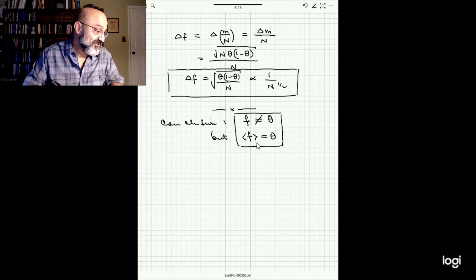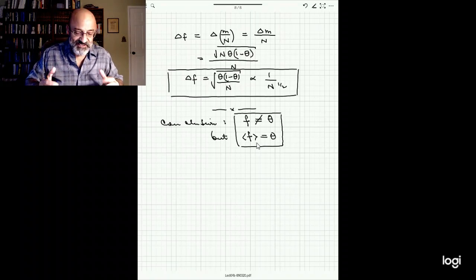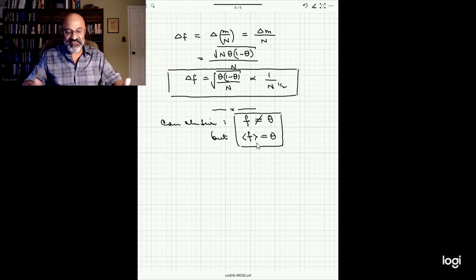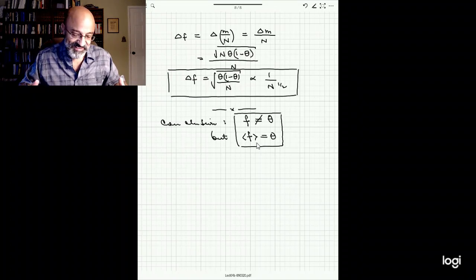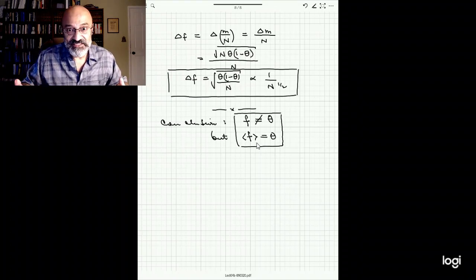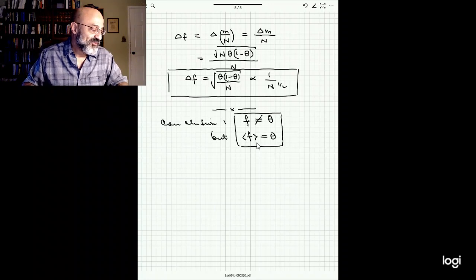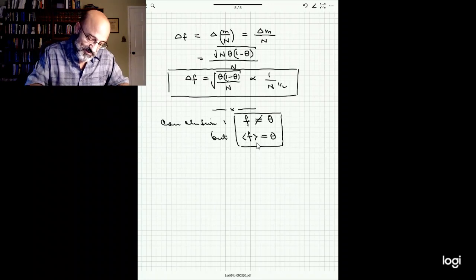What I would like to do next is repeat these calculations, or repeat these ideas, in a way that is of more general applicability. We're going to do it like this. We're going to study the law of large numbers.